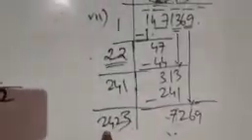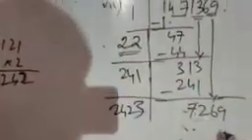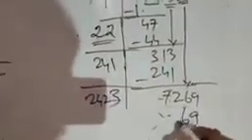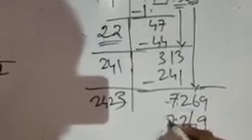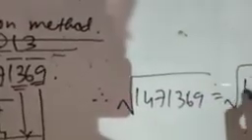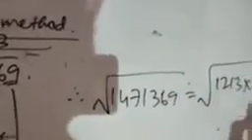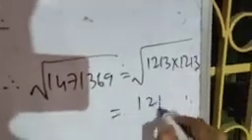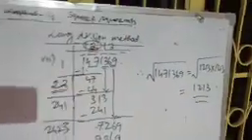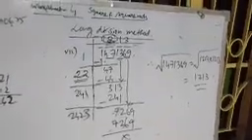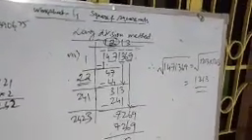Clear? Now we multiply 3 into 2423. That is 3 3s are 9, 3 2s are 6, 3 4s are 12, carry 1, 3 2s are 6 and 1 is 7. Clear? So the answer will be 1213. That means the square root of 1471369 will be 1213. So 1213 is the answer. Clear? Remaining questions will be your homework. Complete. Thank you.